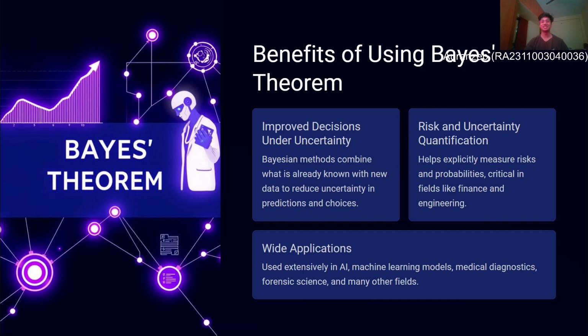Benefits of using Bayes theorem. So, improve decisions under uncertainty. Bayesian methods combine what is already known with new data to reduce uncertainty in predictions and choices. So, there's risk and uncertainty quantification, which helps explicitly measure risks and probabilities, critical in fields like finance and engineering. And there are wide applications, which is used extensively in AI, machine learning models, medical diagnostics, forensic science, and many other fields.